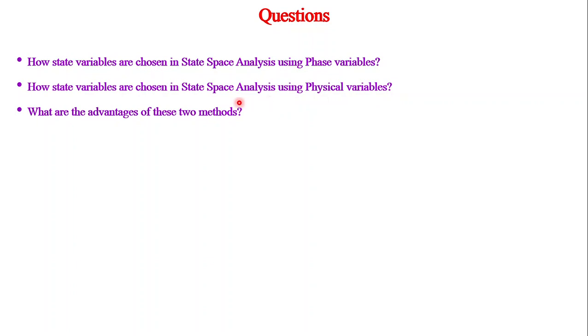Before that, we have seen how to obtain the state space analysis using physical variables for electrical systems, mechanical systems, then electromechanical systems, all that. So what are the advantages of these two methods basically? I just want the learners to think over this. Then I will go to the next slide.